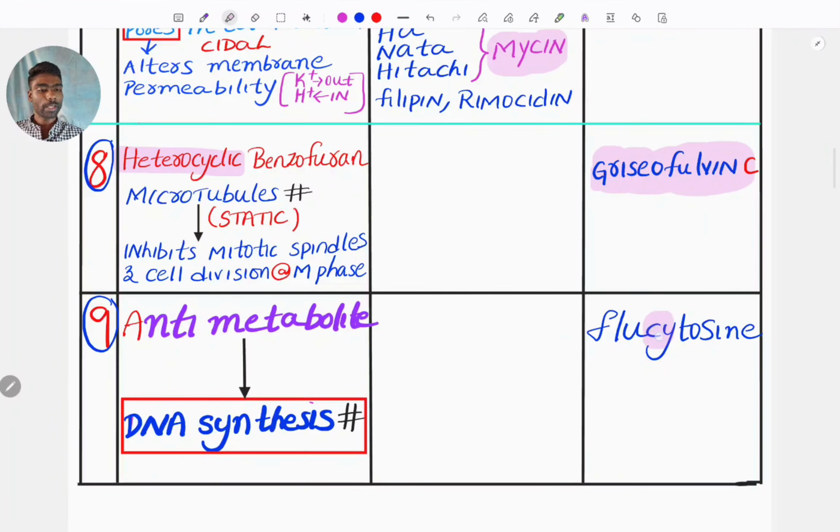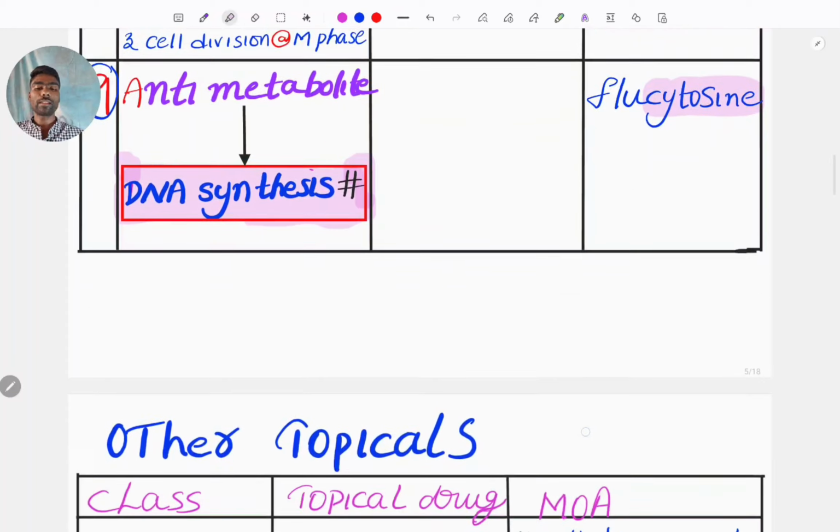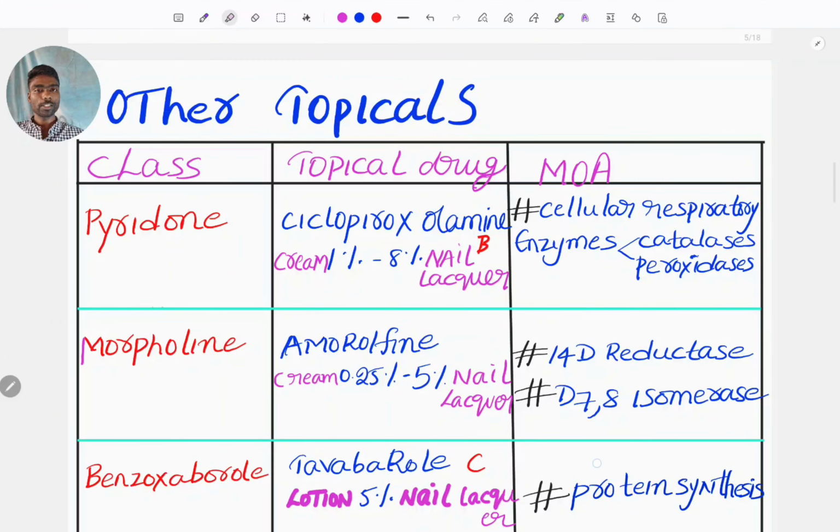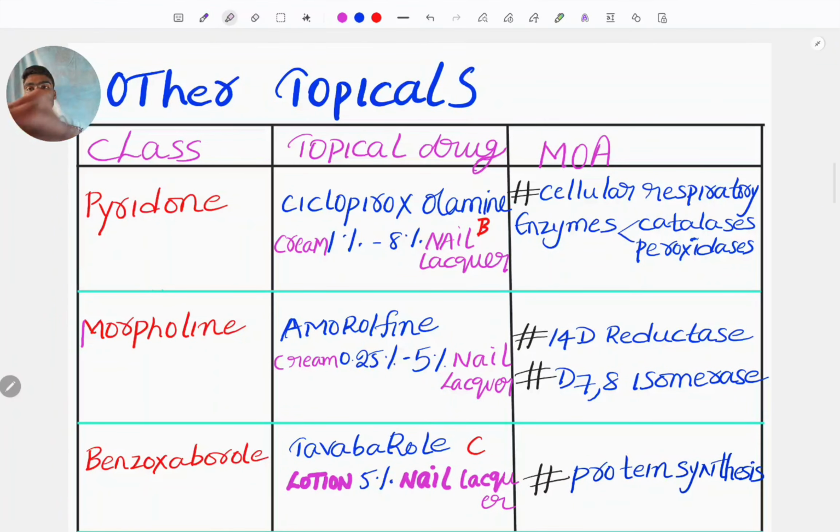Cytosine is nothing but a pyrimidine seen in DNA. So it inhibits DNA synthesis. All 4 A's finished. Now still we have some more topical antifungals like nail lacquers, organic acids, and 2 anti-dandruff shampoos. What are they? First we will see nail lacquers.